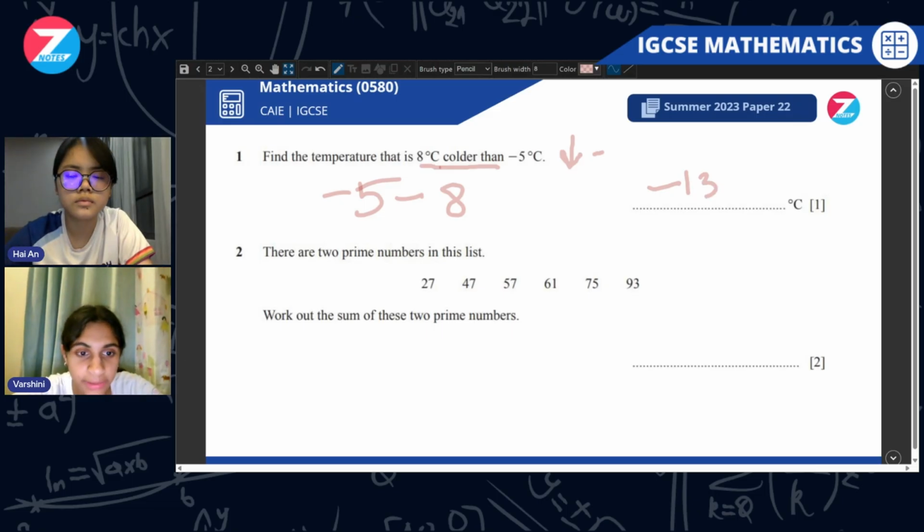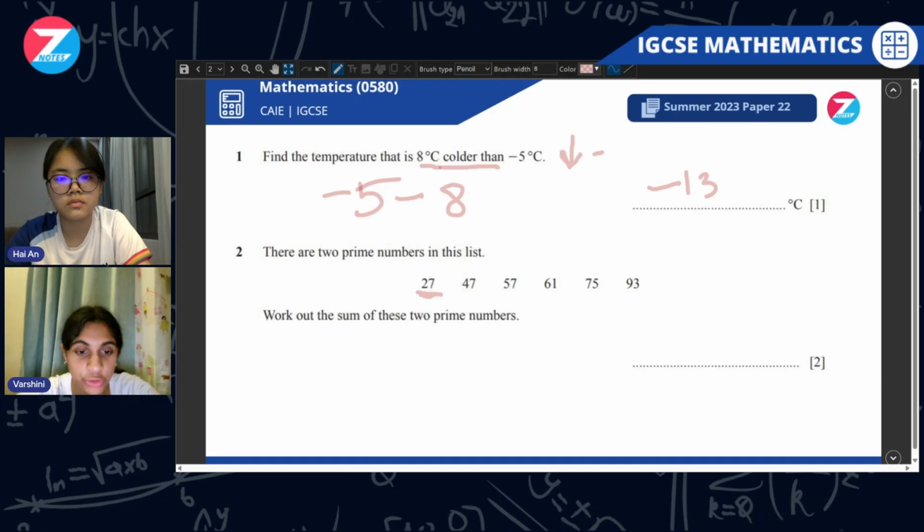Okay, there are two prime numbers in this list, and they've given us a list of numbers: 27, 47, 57, 61, 75, and 93. Work out the sum of these two prime numbers. So the trick over here is being able to know which the two prime numbers are. If you're not sure of your prime numbers, you can always do this manually and divide to check which of these numbers are prime numbers. So let's take 27. We know 27 can be divided by 9 and by 3.